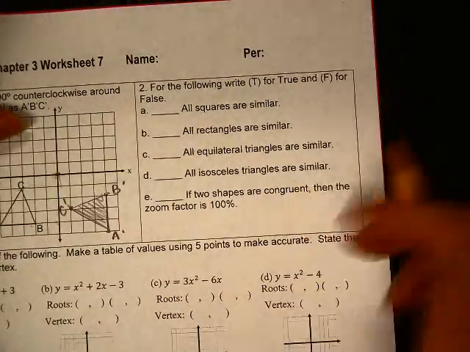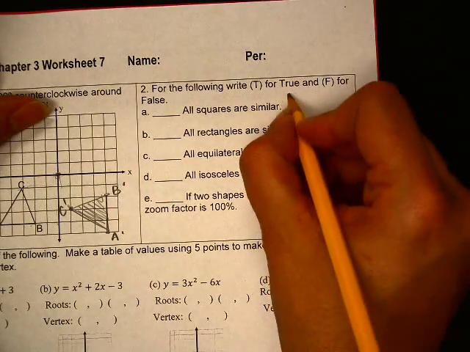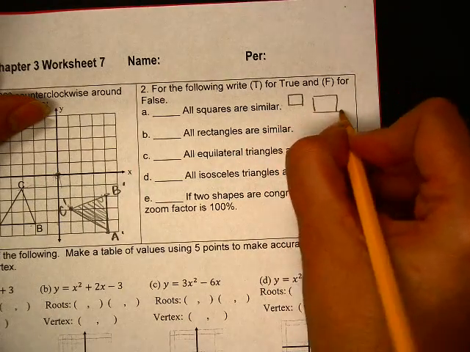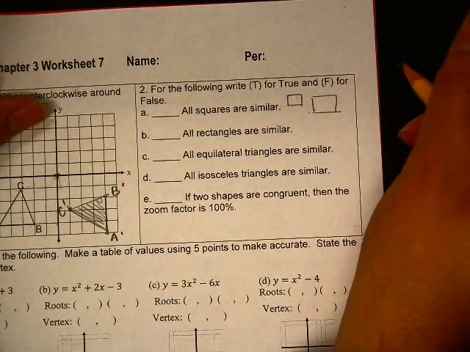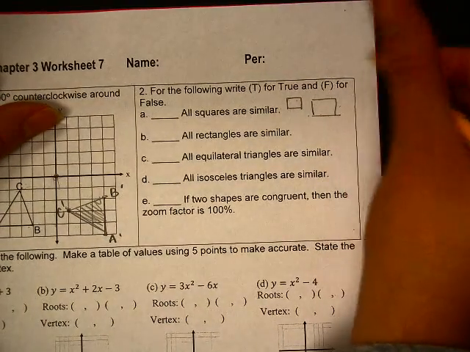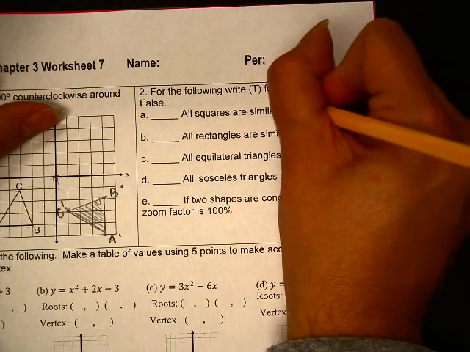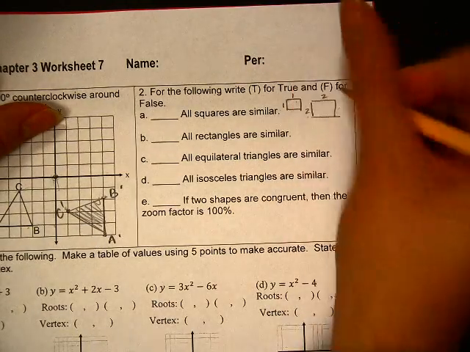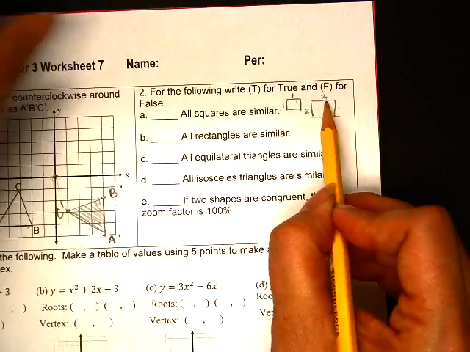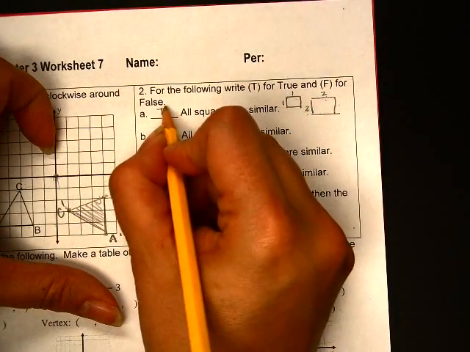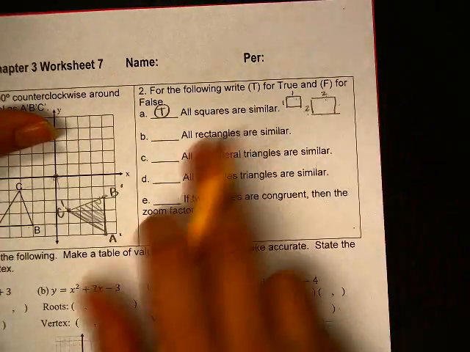Alright, let's try 2. All squares are similar. Remember, squares have the defining factor that all the angles are the same. They're all 90. So that part is true for similarity. And then they also have to have an equal ratio. So remember, these are all equal to each other, and these have to all be equal to each other. So no matter what, you're going to have the same ratio because you've got equal things going with equal things. So we're going to go with a true, that all squares are similar.